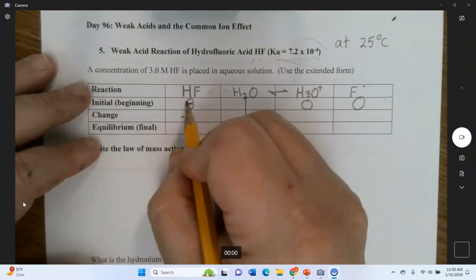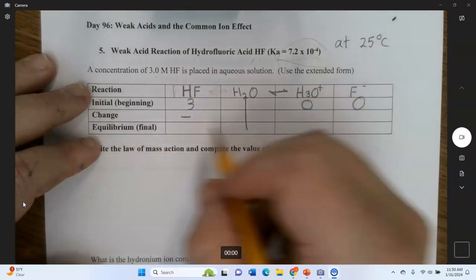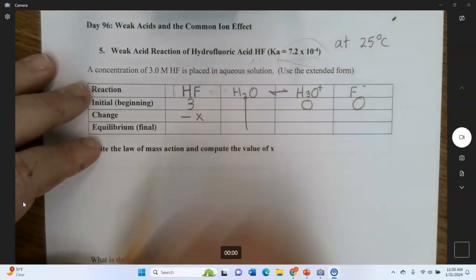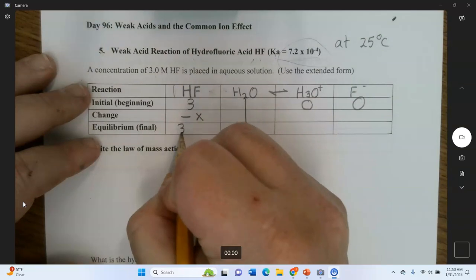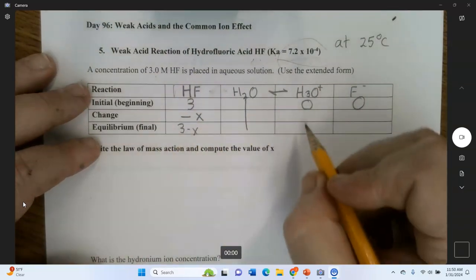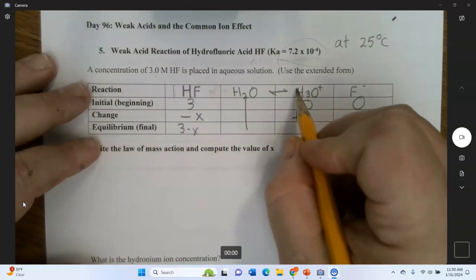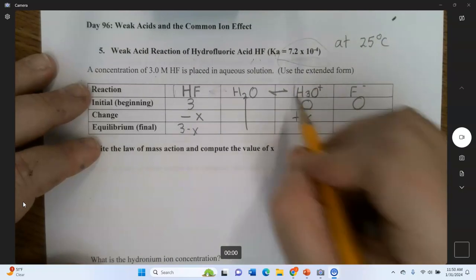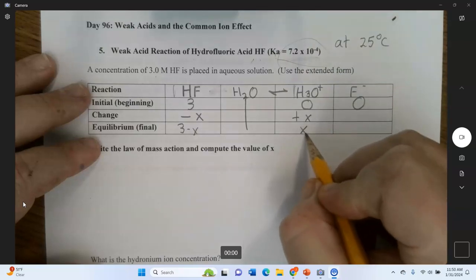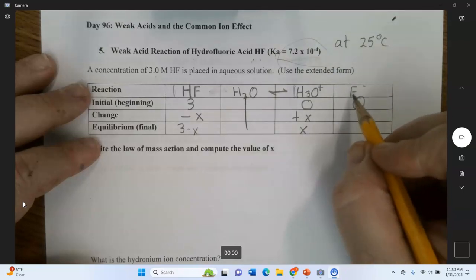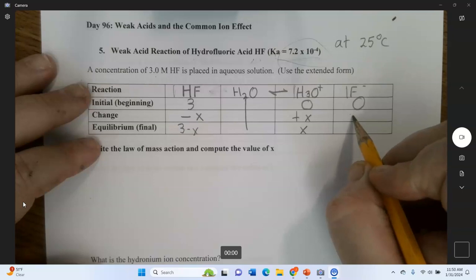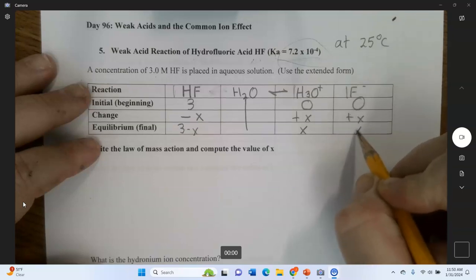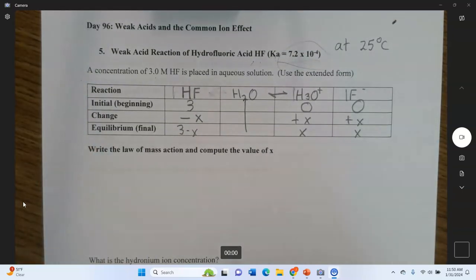Now you're going to subtract 1x because the coefficients are all going to be 1s, so you don't have to put any numbers in front. And so this is going to be 3 minus x. Now this is on the product side. You're going to be adding the 1 coefficient and x, so it's 1x because the coefficient there is 1, and that gives you x. And now this same thing, the coefficient in front of F is 1, so it's plus x, so it's x. All right, so you have your algebraic expression.